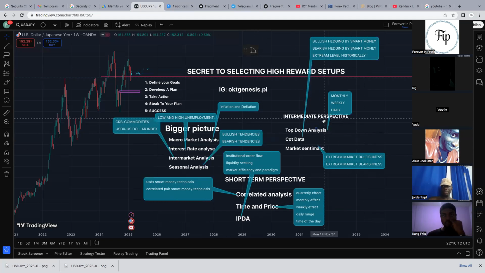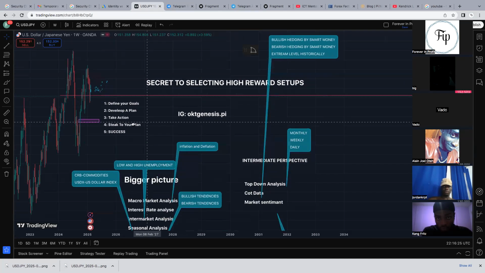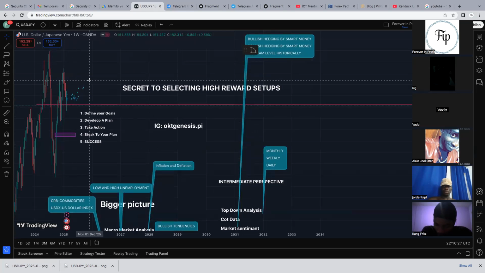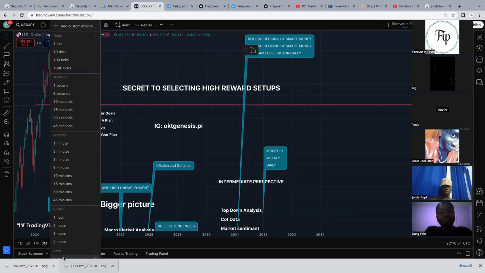Now we'll go to the intermediate perspective. On the intermediate perspective, we try to look at the bullish hedging by smart money, the bearish hedging by smart money, what is being institutionally sponsored, either bullish or bearish movement. Now, this is what I was explaining here on the 4-hour time frame about how this was institutionally sponsored to the bearish side. That's what bullish hedging looks like.